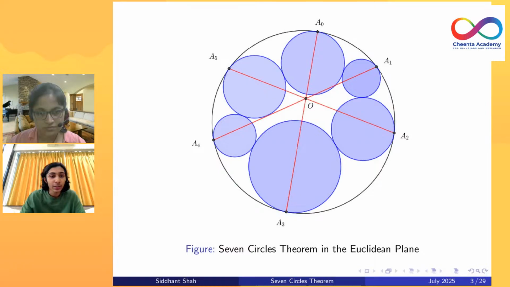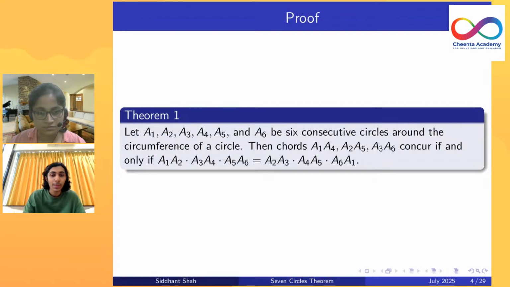Can you move to the next slide? So this is the diagrammatic representation of it. Ma'am, can you move to the previous slide?